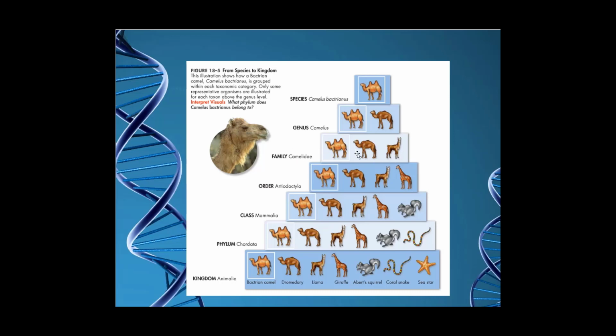Family, Camelidae. Okay, this has to do with the fatty storage on their back. Giraffes, nope, not in Camelidae. Genus, Camelus. Species, Camelus bactrianus. See how we're going from very general all the way down to specific here. So the full name of a Bactrian camel is Animalia Chordata Mammalia Artiodactyla Camelidae Camelus bactrianus.